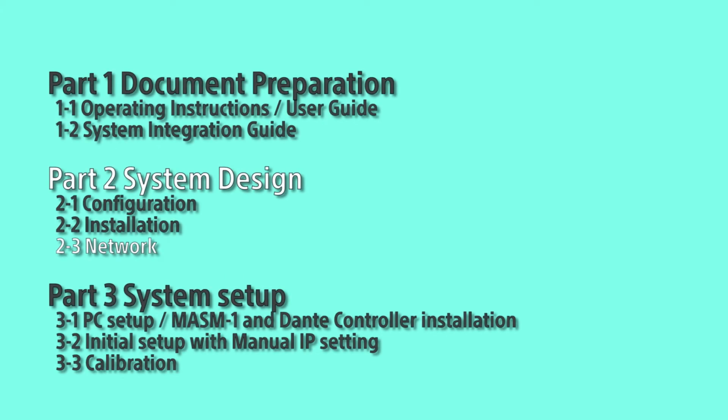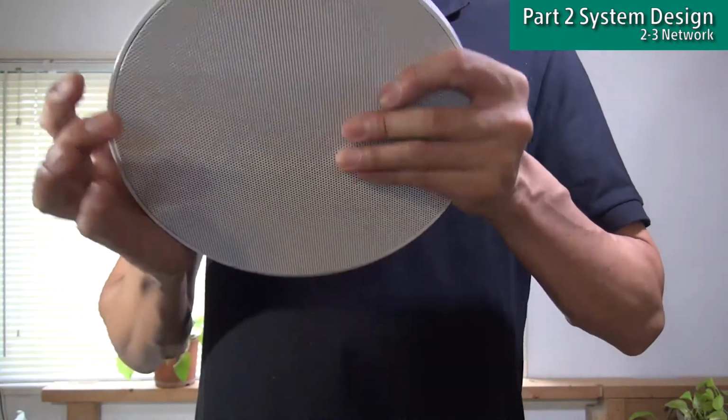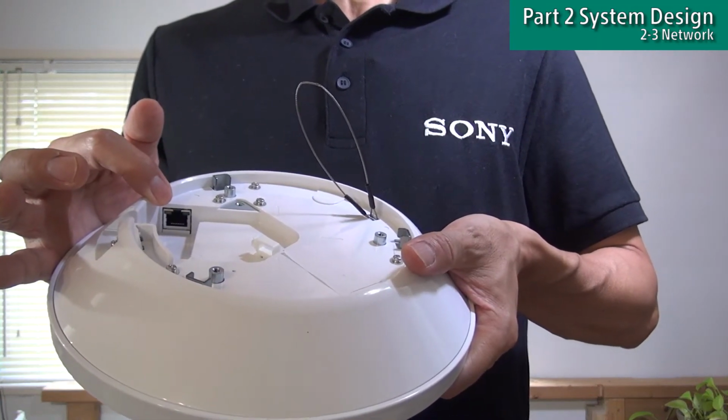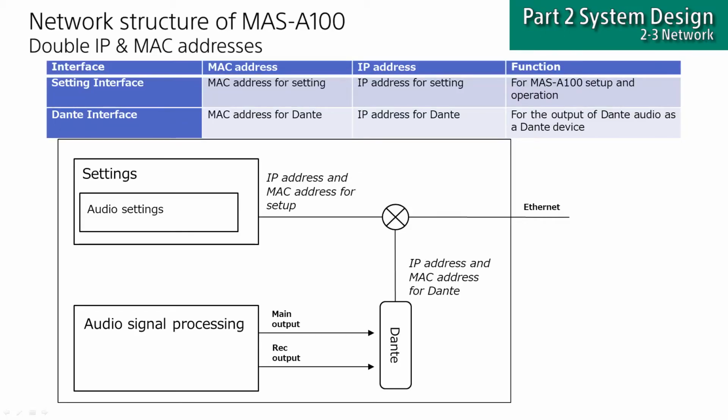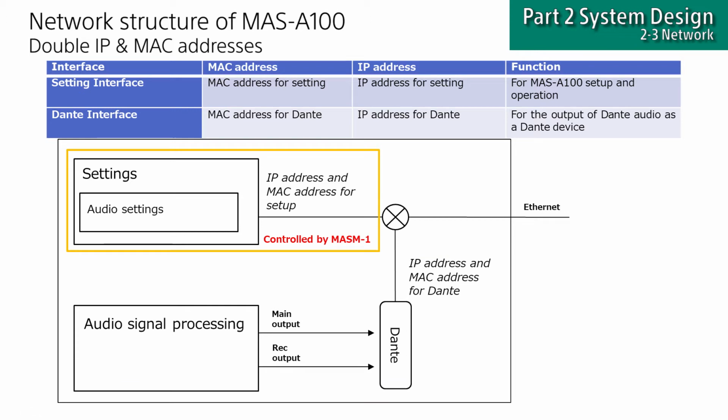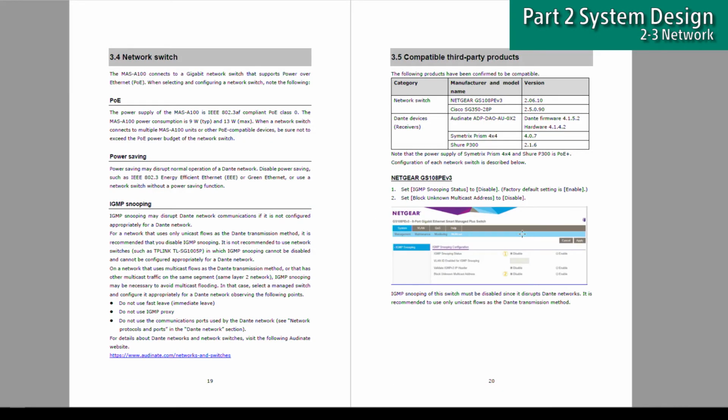Next, network. This is a beamforming microphone. It has a single network port, but in fact it has 2 IP addresses and 2 MAC addresses. One is for Dante controller and another one is for beamforming microphone management software, MAS-A100. Go back to system integration guide.